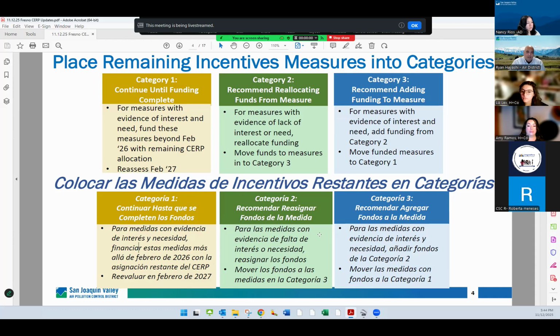So what we have here, and I'll go over it: in category 1, there are several measures, especially resident-focused measures, that we still have funding. We worked with you on doing some reallocations, and so we want to continue to do that work through 2027.